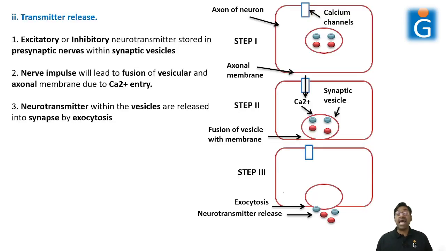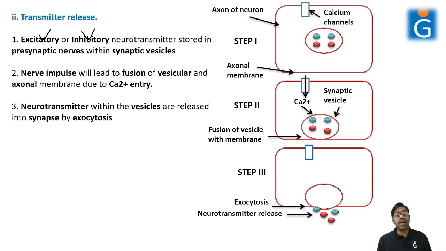Then we are going to see how the neurotransmitter is released. Normally, neurotransmitter is stored in vesicles. These vesicles are present in a presynaptic or preganglionic neuron. The neurotransmitters are of two main types. The first is the excitatory neurotransmitter, which causes excitation in the neuron, and the second is the inhibitory neurotransmitter, which causes an inhibitory effect on the neuron.